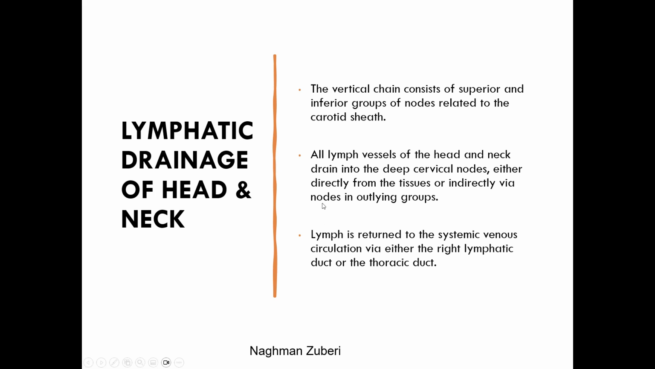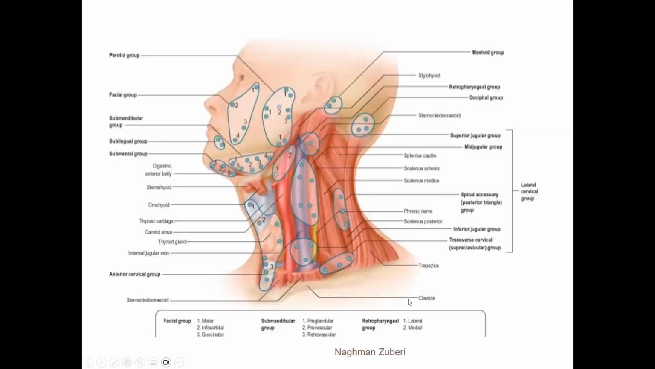The vertical chain consists of superior and inferior groups of nodes related to the carotid sheath. All lymph vessels of the head and neck drain into the deep cervical nodes, either directly from the tissues or indirectly via nodes in outlying groups. Lymph is returned to the systemic venous circulation via either the right lymphatic duct or the thoracic duct. Here we can see various lymph nodes of the head and neck region and how they are clustered, and that is how we group them and name those groups.